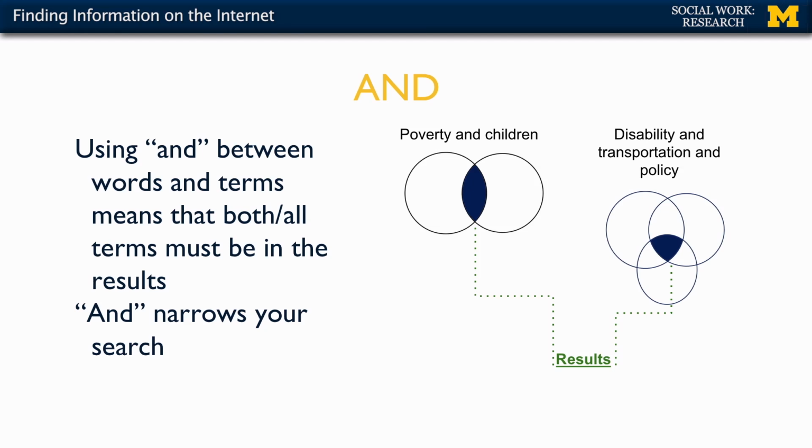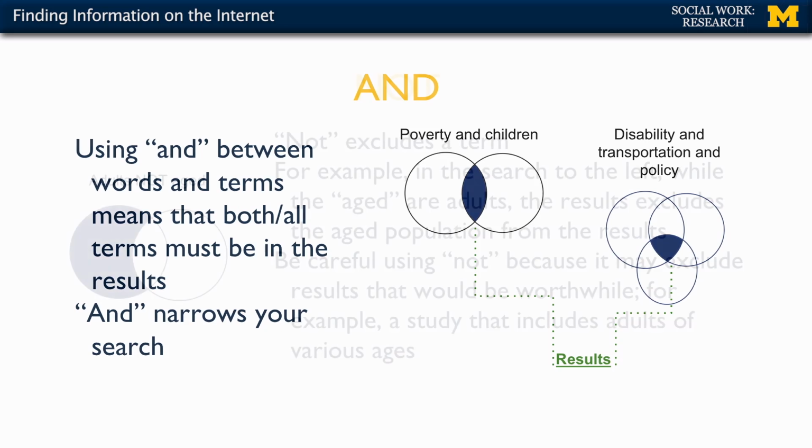So in the examples on the right, I have a subset that includes both poverty and children. And in the example next to that, I have a subset that includes disability and transportation and policy. I'm looking for the overlap. I want the results that have all of those terms present.